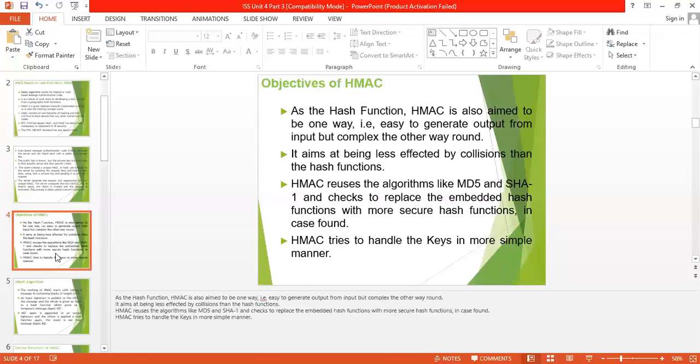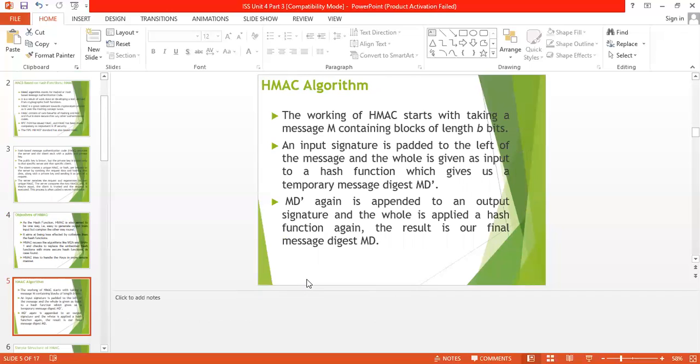After this, we discuss the HMAC algorithm and the HMAC structure. Basically, HMAC starts with the message M. This message contains blocks of length b bits, and the input is padded to the left of the message, and the whole is given as input to the hash function, which gives us a temporary message digest. This is called MD dash. MD dash is again appended to an output signature, and the whole is applied to a hash function, and the result is our final message digest.